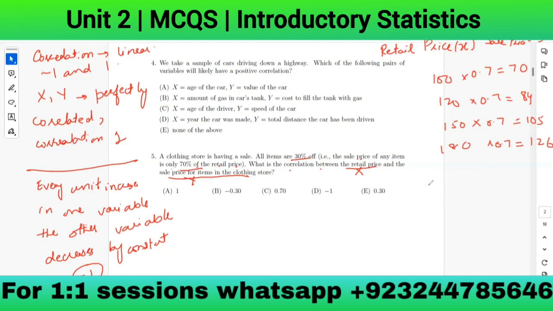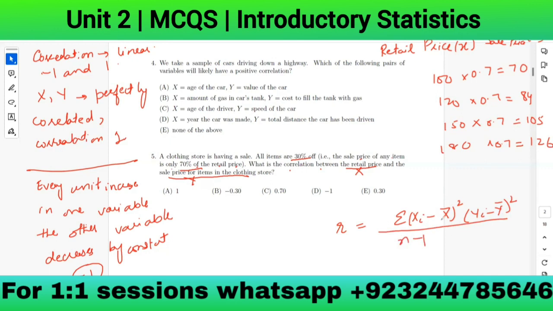What is the formula to calculate the correlation? R equals to summation xi minus x bar, times yi minus y bar, over the square roots of summation xi minus x bar square and summation yi minus y bar square, over n minus 1.